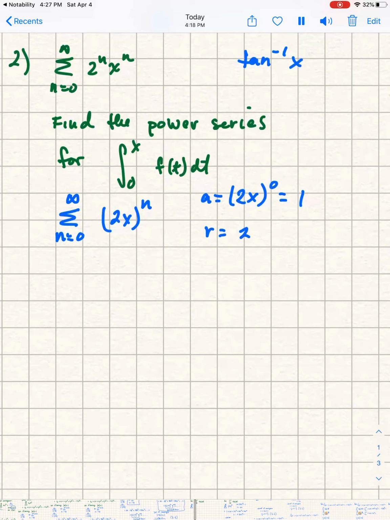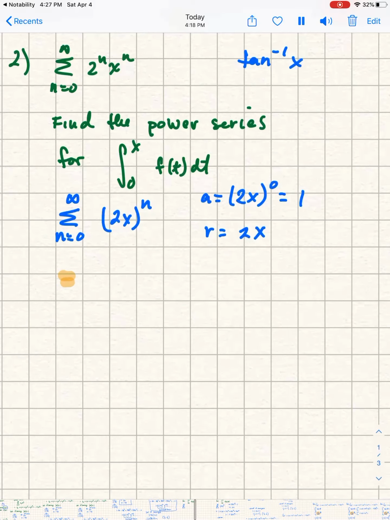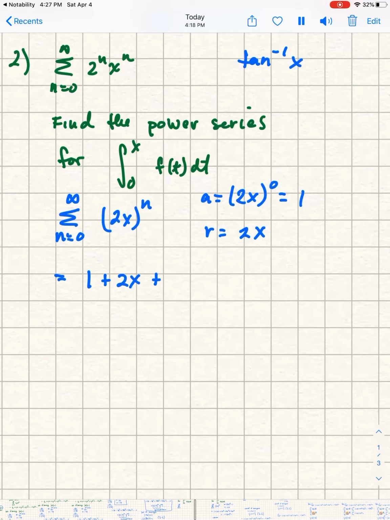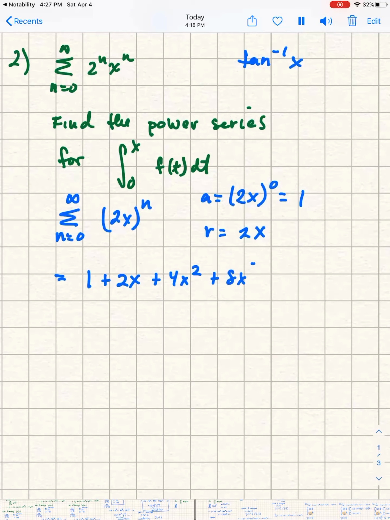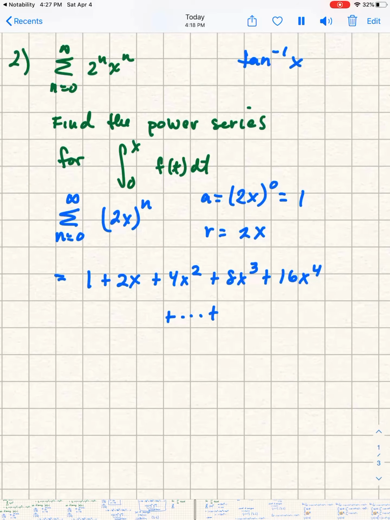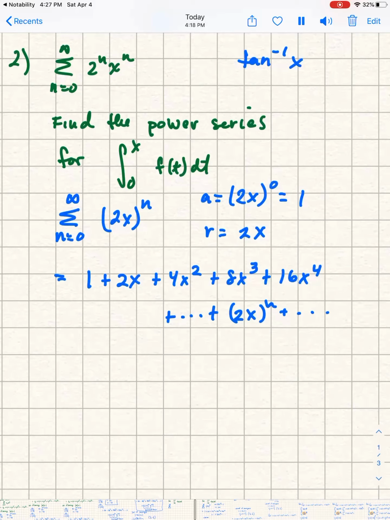Our ratio here is going to be 2x because that's the one where the power is being raised to the n, meaning you're multiplying everything by this. So what this is going to look like is your first term is 1 plus 2x plus 4x squared plus 8x cubed plus 16x to the 4th plus ... plus 2x to the n power and plus ... So that's what that's going to look like.